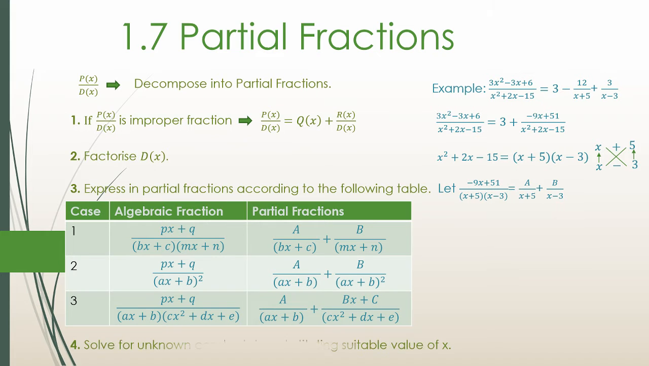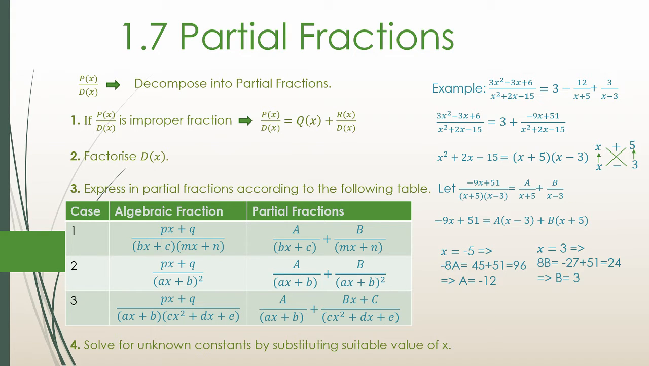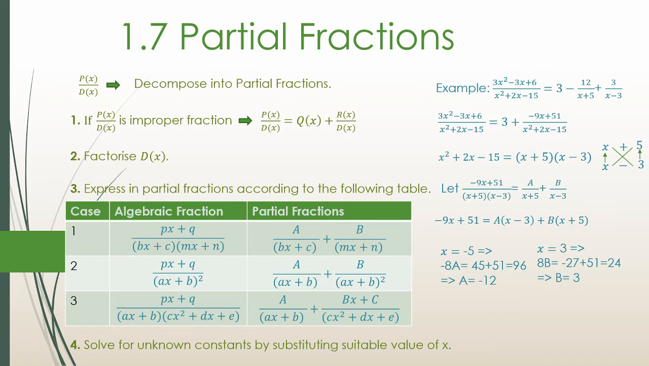Step 4. Solve for unknown constants by multiplying the equation and substituting suitable values of x. In our case, we will multiply the equation by (x plus 5) times (x minus 3) and give x equals negative 5 and 3. Then we will get the two unknown values, a equals negative 12 and b equals 3. Finally, we get the solution: 3 minus 12 over (x plus 5) plus 3 over (x minus 3).